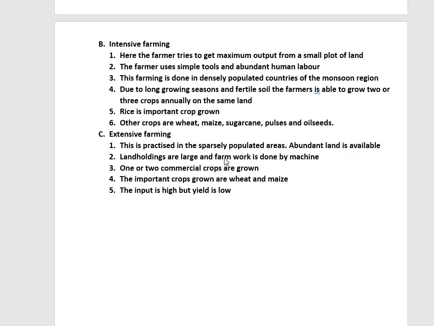Land holdings are large and farm work is done by machine, because here the people are very few in number and there is more land. So the farmers will be using big machines to do the farming. One or two commercial crops are grown. The important crops grown are wheat and maize, and the input is high. The input means they are giving their hard work, they are using machines, they are spending lots of money on that land, but the yield and production is very low.